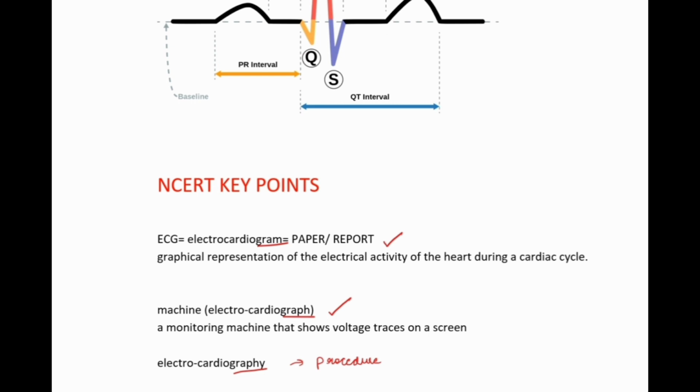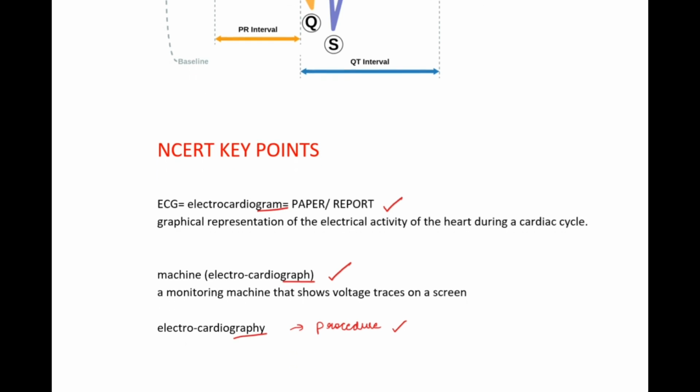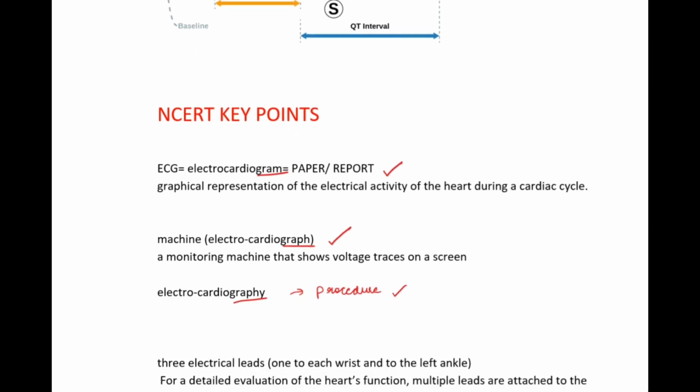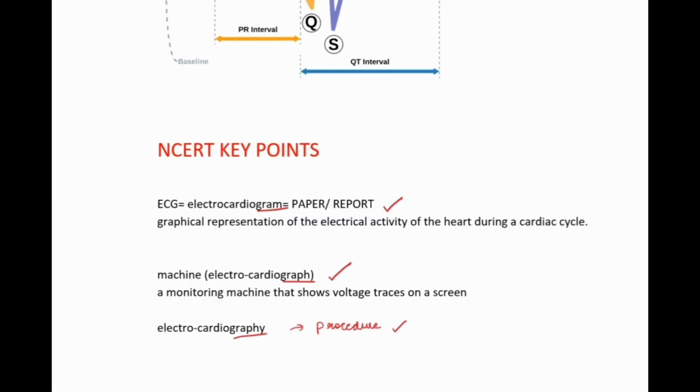Have a clear understanding that ECG is electrocardiogram, which means the paper or the report, the graphical representation of the electrical activity of the heart during the entire cardiac cycle. The machine that records this electrical activity, which monitors and shows the voltage on the screen, is the electrocardiograph. And electrocardiography is the procedure, technique, method or process in which the entire recording is done. So you understood the difference: electrocardiogram, electrocardiograph, and electrocardiography. This basic difference should be understood properly.